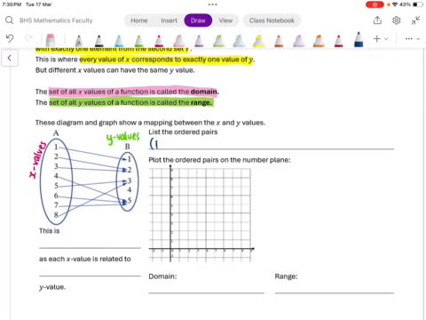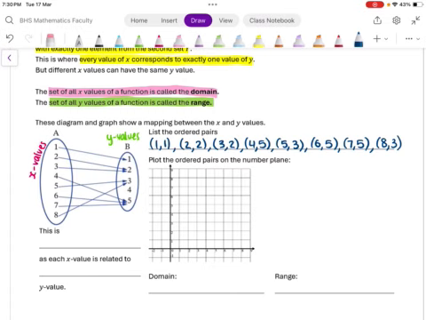Our first one would be (1, 1). Then we have the next pair, which is (2, 2). Then we have (3, 2), then (4, 5), then (5, 3), then (6, 5), then (7, 5), and finally (8, 3). So they are our 8 ordered pairs.